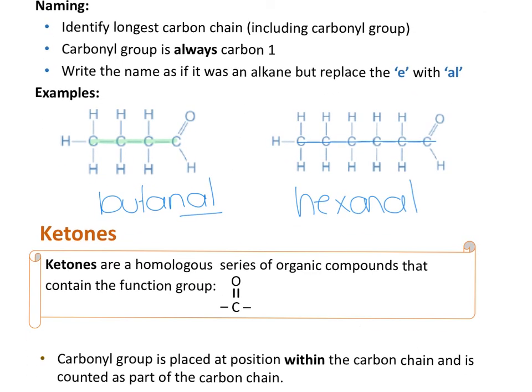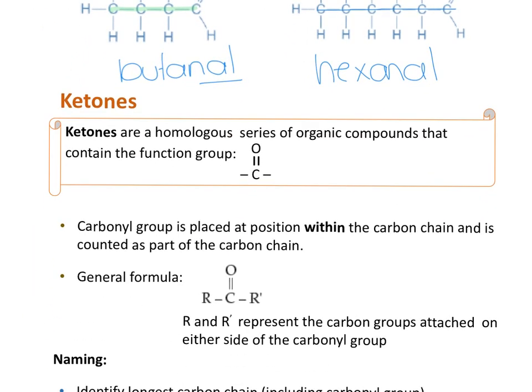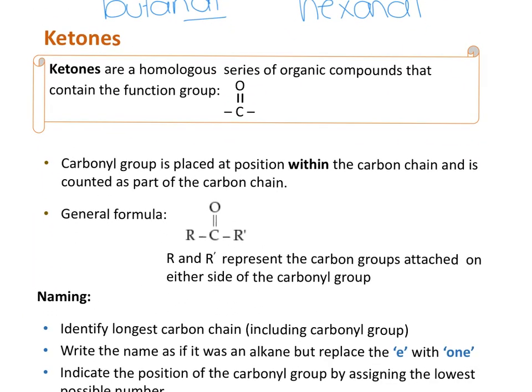Now the difference, remember, between an aldehyde and a ketone, which can be functional isomers of each other, is that a ketone has a double bond to an oxygen somewhere in the middle of the chain. It cannot be on number 1. So, remember, when we look at our general formula, the R and the R dash are any length of carbon chains on either side, but they must be carbons. It has to have the carbonyl group somewhere in the middle.